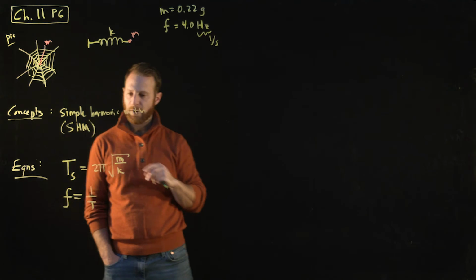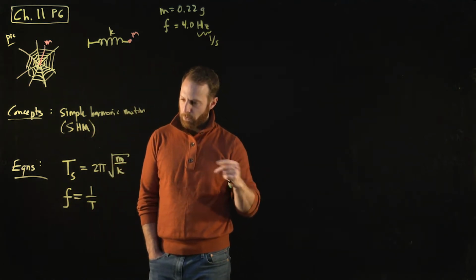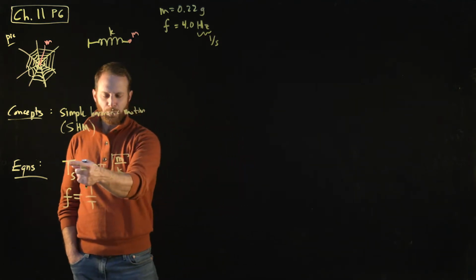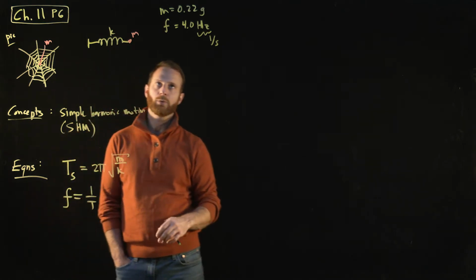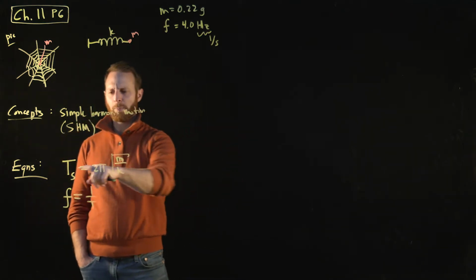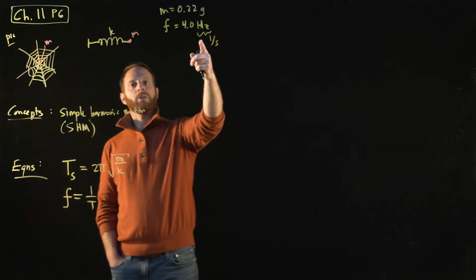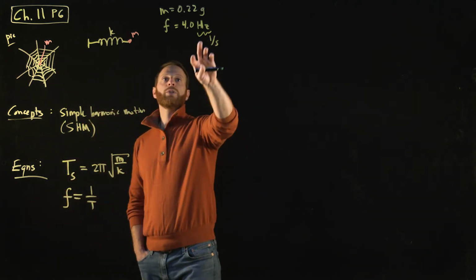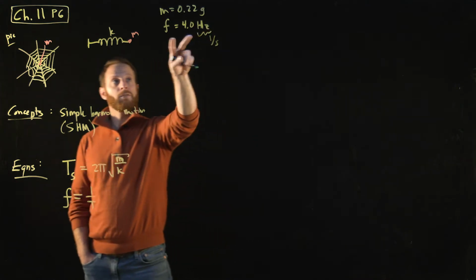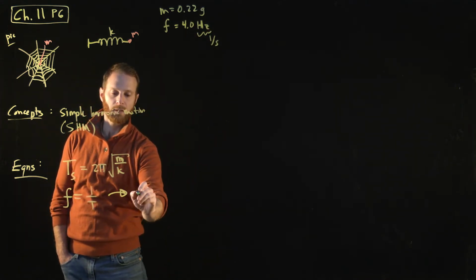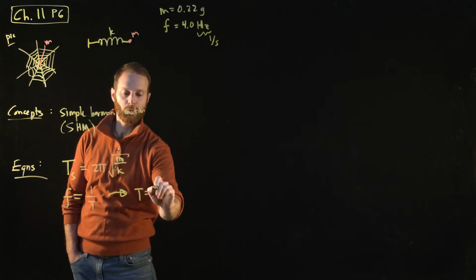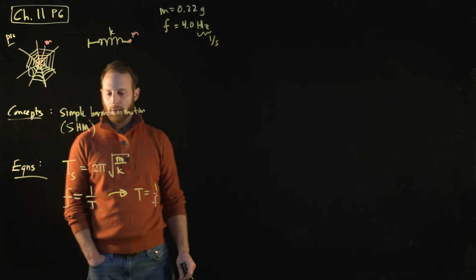All right, part A, what is the effective spring constant for the web? And so we're going to have to use this equation here. It has the spring constant in it. It's the only one we have to use. We have a mass. That's good. We don't have a period, though. We have the frequency. So what you can do is simply invert this frequency in order to find the period. In other words, another way of saying this is that T is equal to 1 over f. So we can do that.